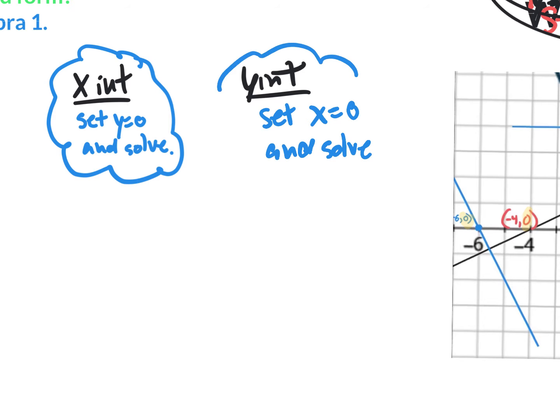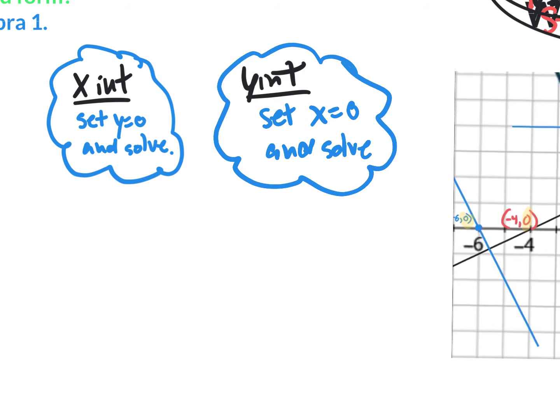So these are things that we should remember from Algebra 1. To find the x-intercept, you set y equal to 0 and solve. To find the y-intercept, you set x equal to 0 and solve. Now, I will ask you today to find the y-intercept of a parabola that's in standard form.